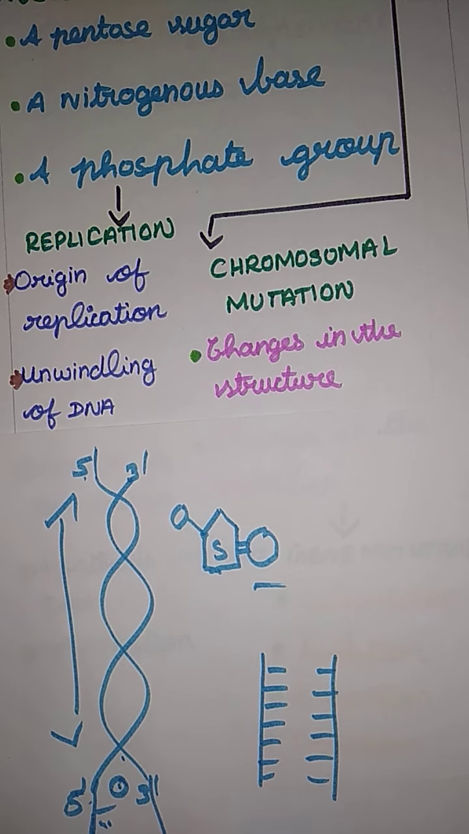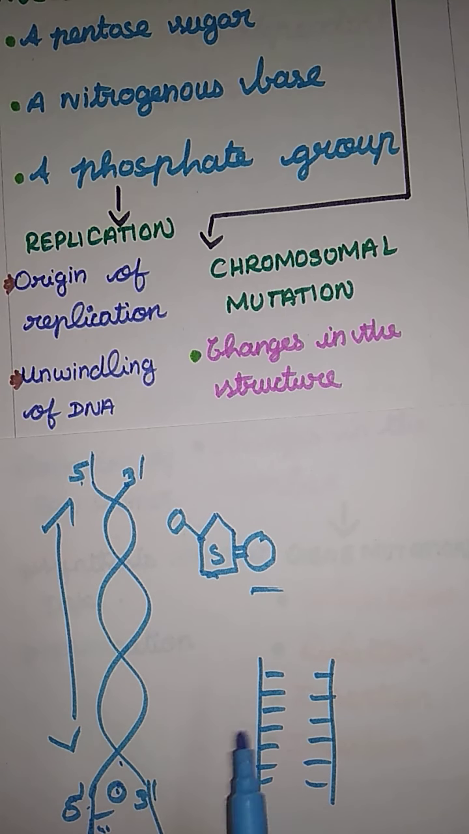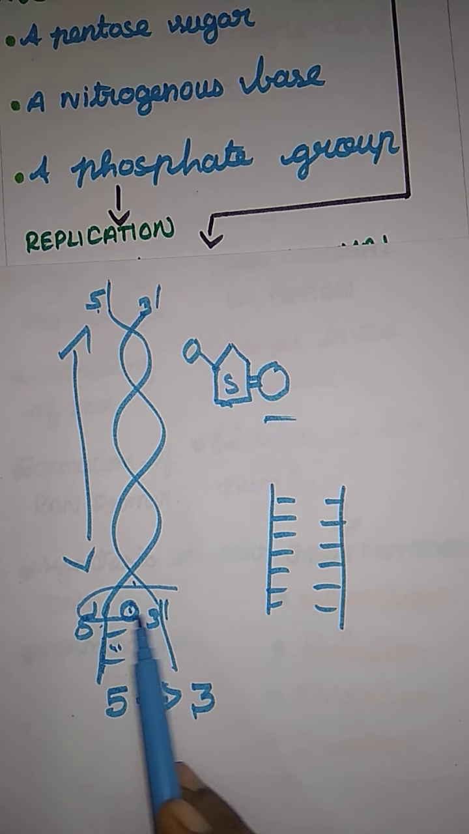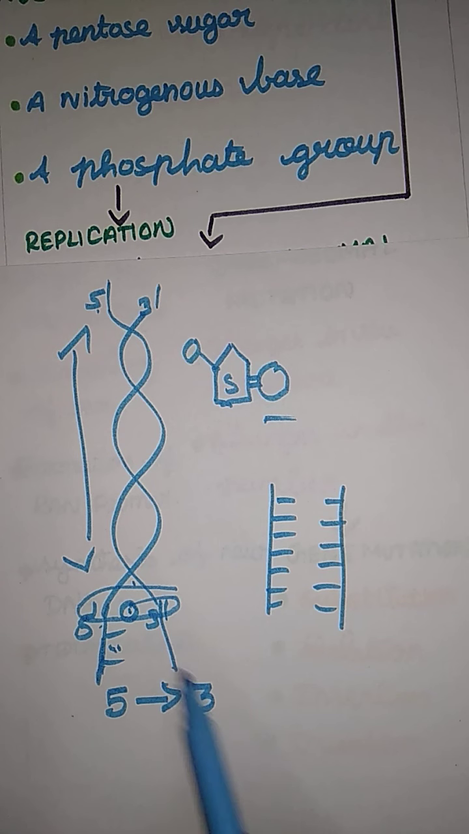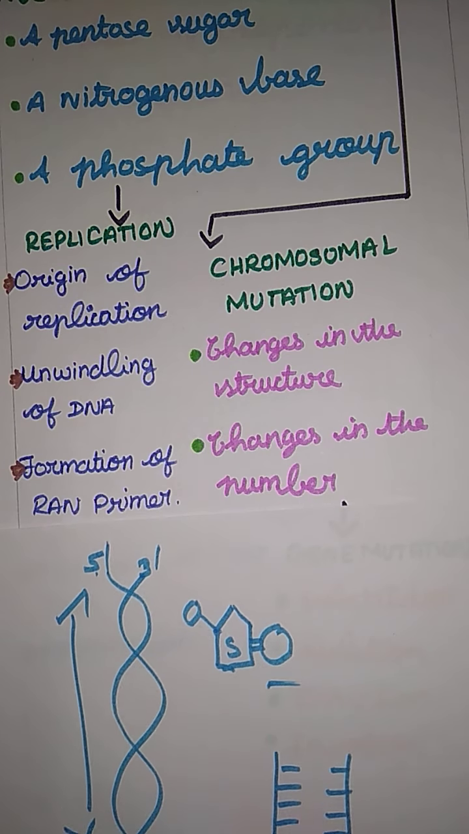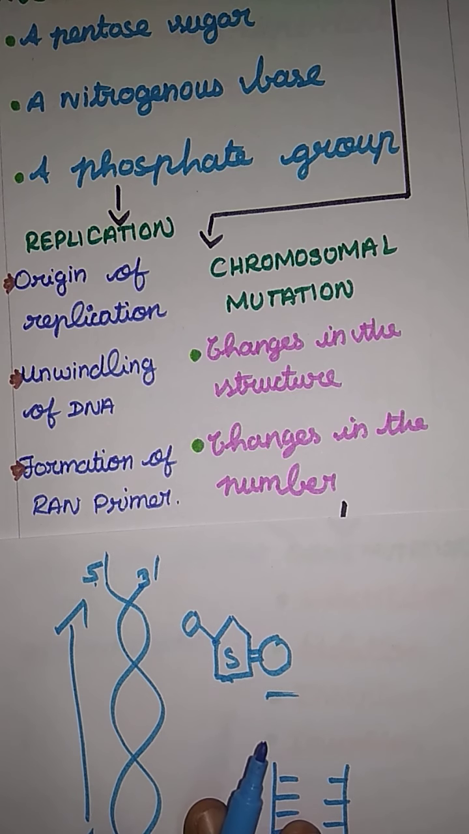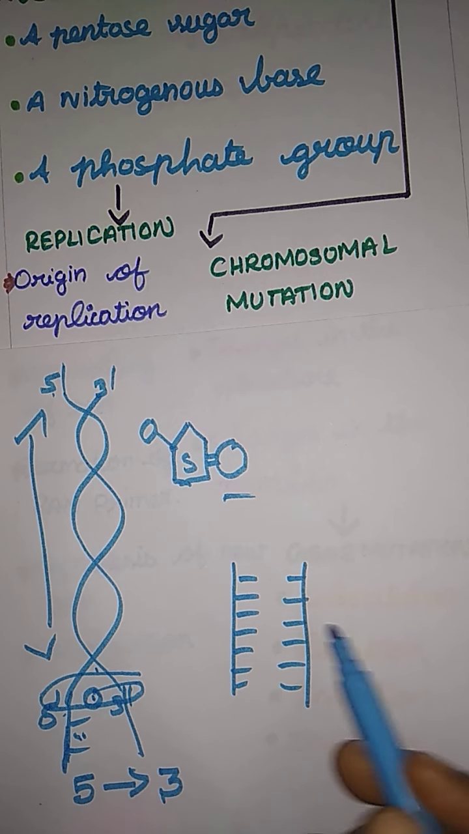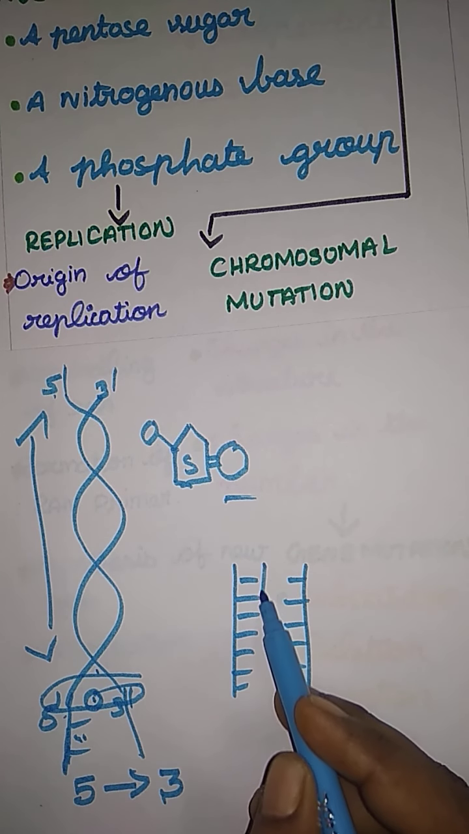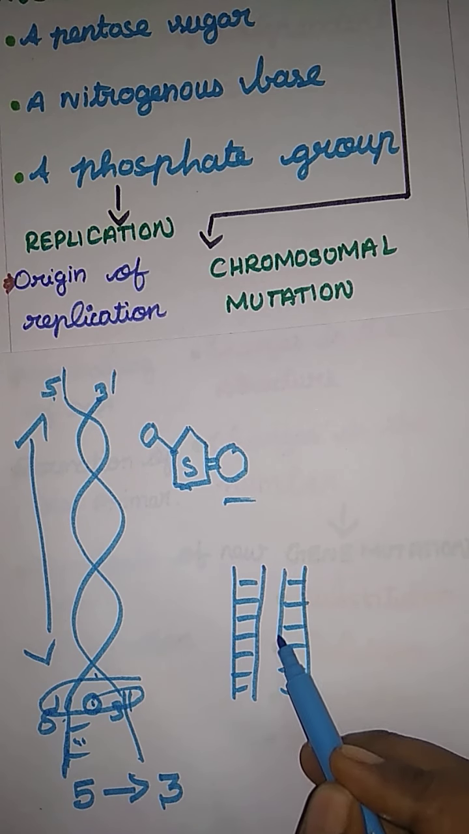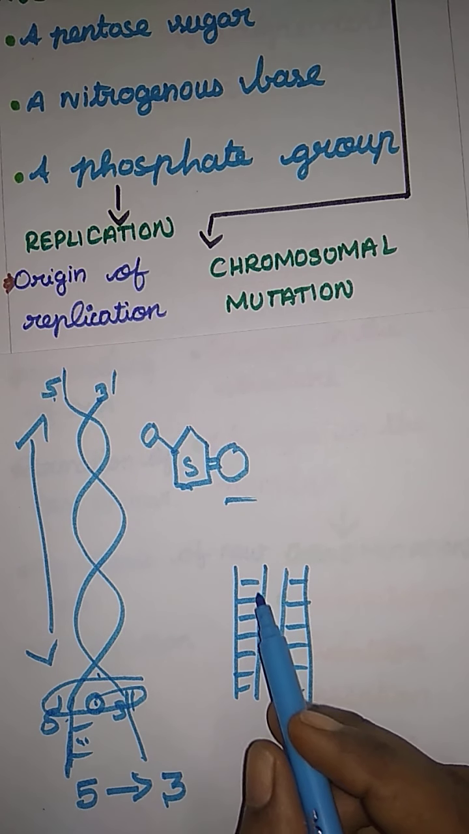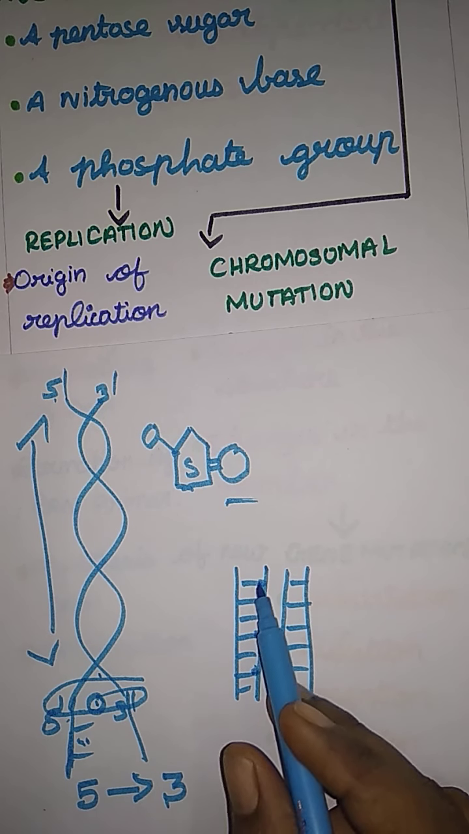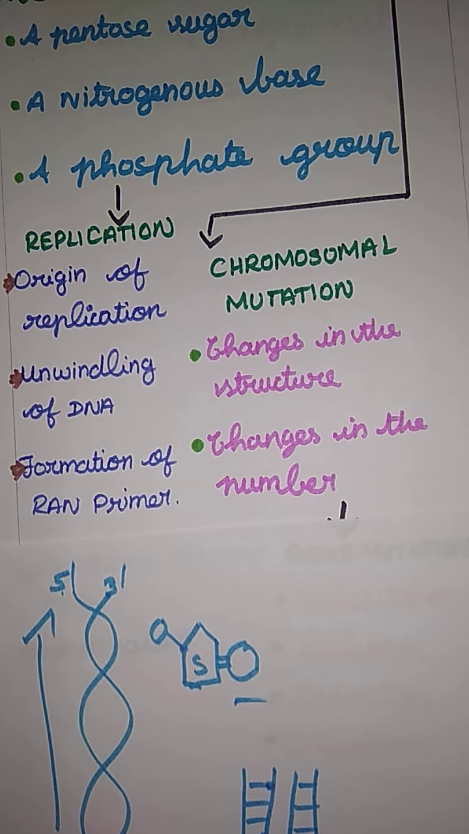And next one is unbundling of DNA. What was bundled is now unbundled. See here, some enzymes bind and unbundle the DNA. And next one is the formation of RNA primers. Why are RNA primers formed? Here this is the parent DNA, and in its separated form they need to produce a daughter DNA. The RNA primer is the first phase: it attaches to the parent DNA and a new strand is synthesized. That is the formation of RNA primers.